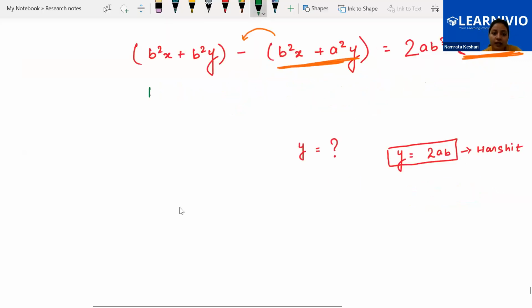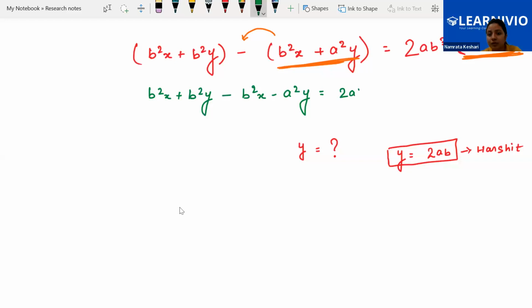When we will open the bracket, it is b square x plus b square y. Here we don't have to worry about the signs and all. The next one, minus b square x minus a square y is equals to 2ab cube minus a cube b and again minus ab cube. That's why I have applied the bracket here also and here also, so that this will be negative sign, this will also be negative sign.